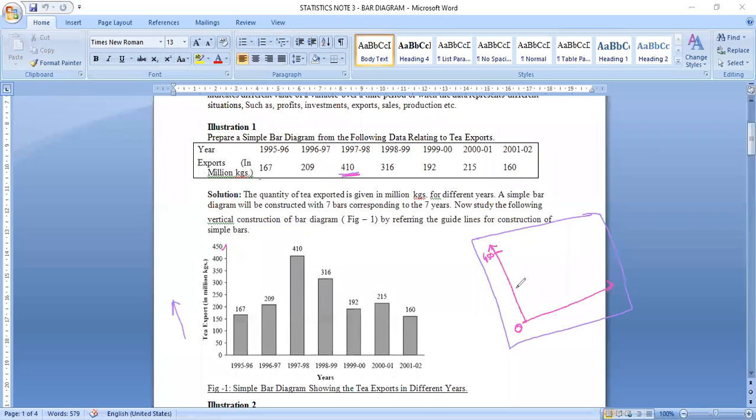And you always do freehand drawing, like a difference of 50 per slab, 0 to 50, 50 to 100. Not necessarily should the gap be 50. Depending on your data, depending on the frequency details, the gap may be 100, may be 20, may be 10, may be 1. Okay. Since 410 is the maximum value, I go for 450.